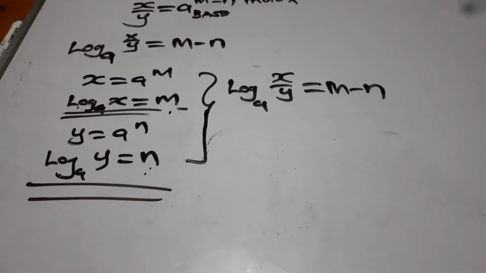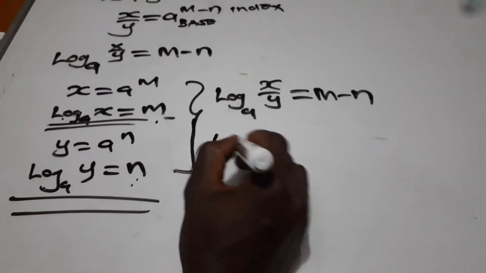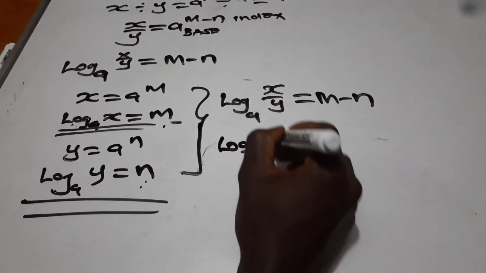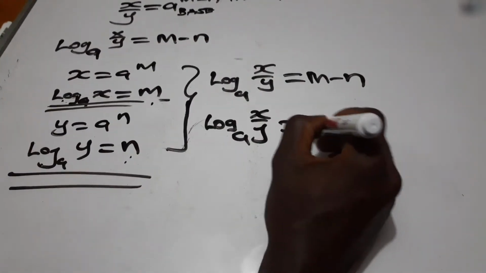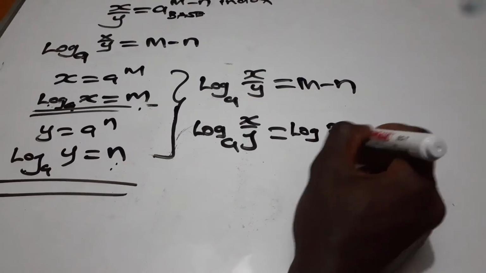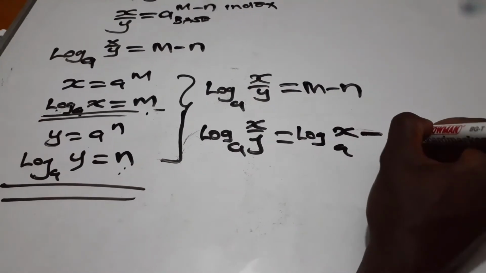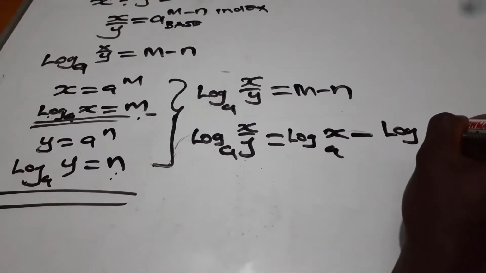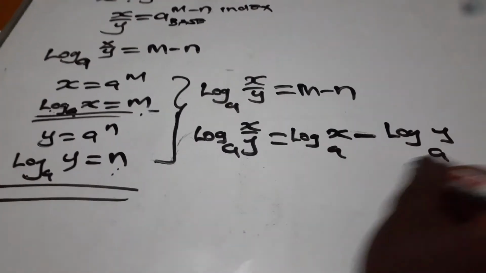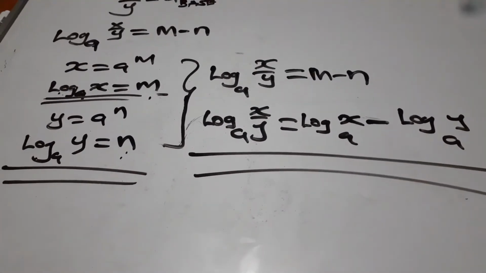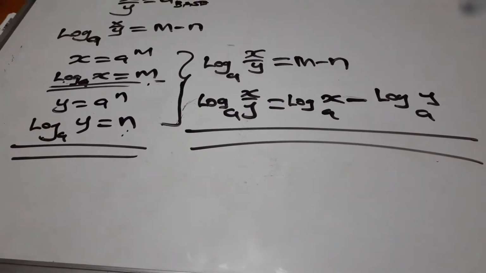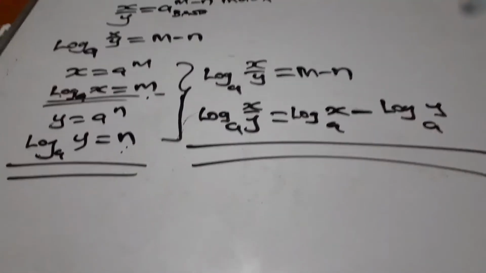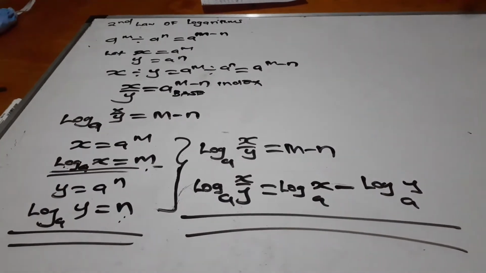This means that log to base a of x over y is equivalent to log x base a subtracted by log y base a. So there we have it. That is our second law of logarithm. You can pause the video and check how you've derived the formula.